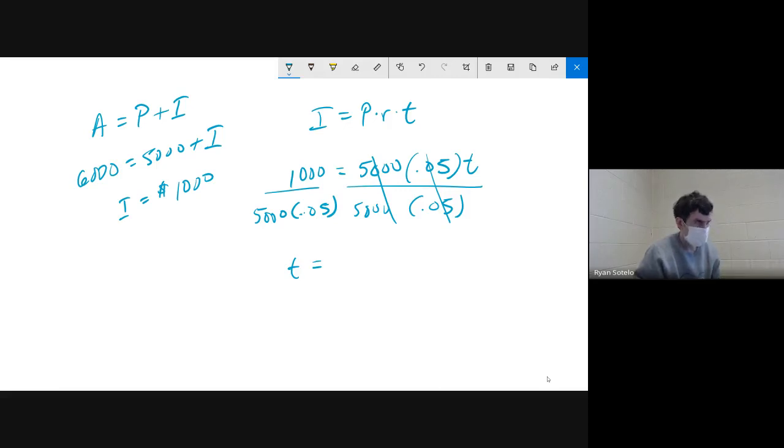1,000. If you got a simple calculator like I have that doesn't write it all, like if you're doing it all in line, I would do 1,000 and I'd hit the divide key and I'd put 5,000. Then I'd hit the divide key again and I'd do 0.05. That's how I put that in. And I get 4. It would take 4 years.